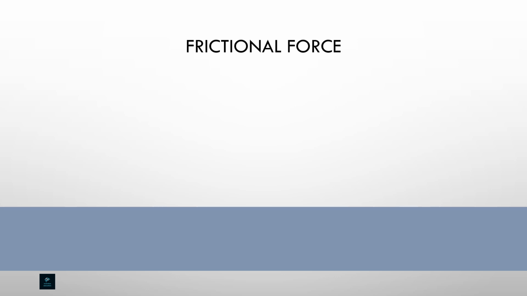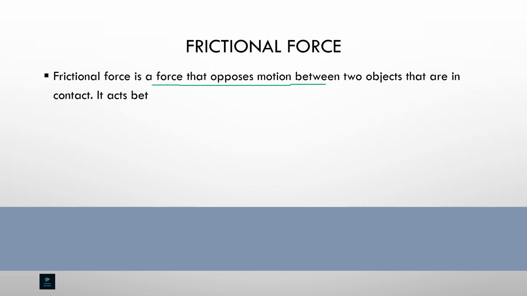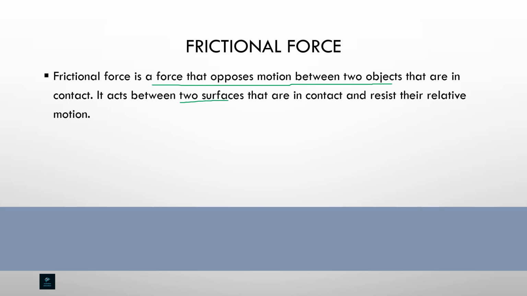Now, what is a frictional force? A frictional force is a force that opposes the motion between two objects that are in contact. It acts between two surfaces that are in contact and resists their relative motion.